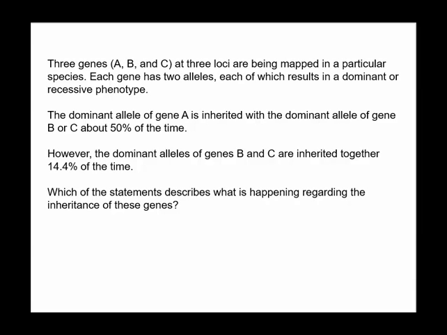So let's look at gene A, and just one allele, the dominant allele, capital A. It goes with capital B or capital C alleles of these other genes half the time. However, if we just look at B and C alone, those go together 14.4% of the time. So what's happening here?